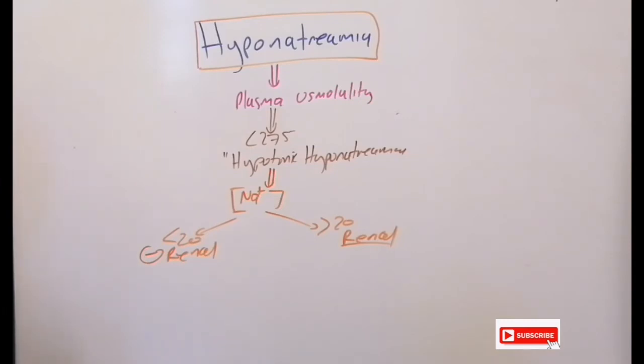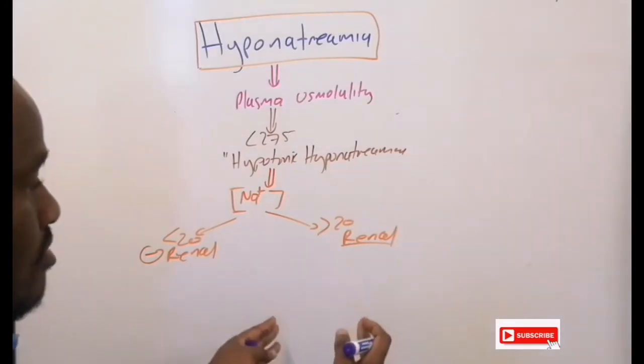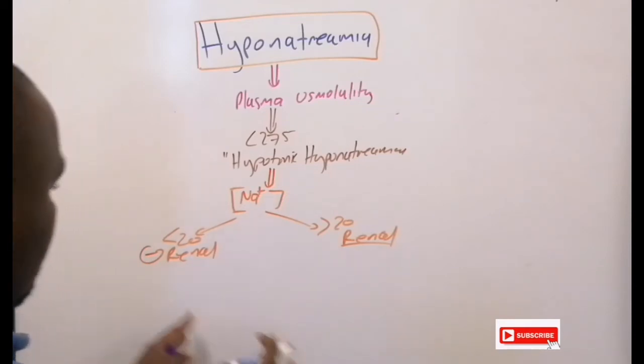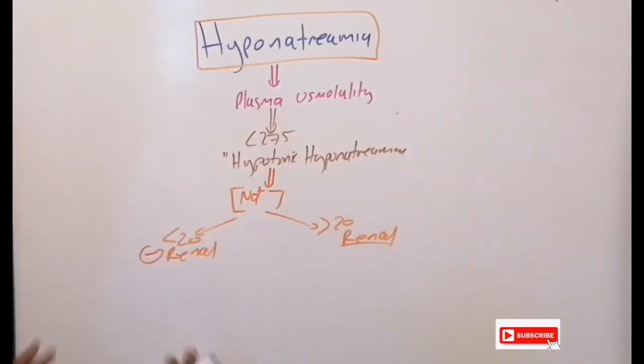Alright? Okay. So more than 20 millimoles, it's a renal loss. Less than 20, it's not a renal loss. It's elsewhere. It could be the skin, the GIT, and all of that.